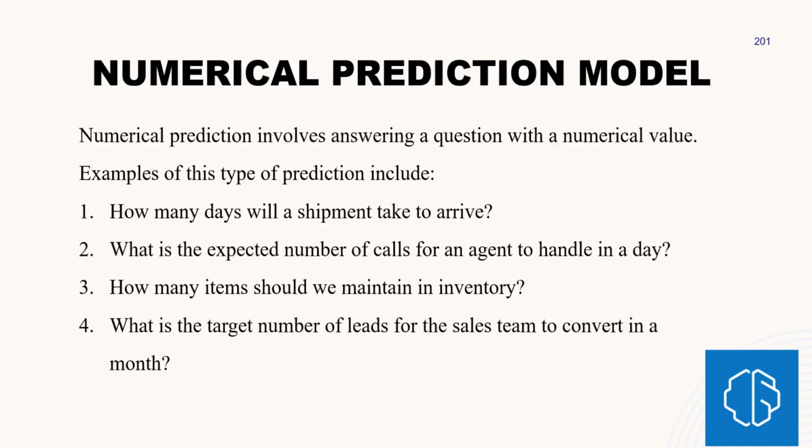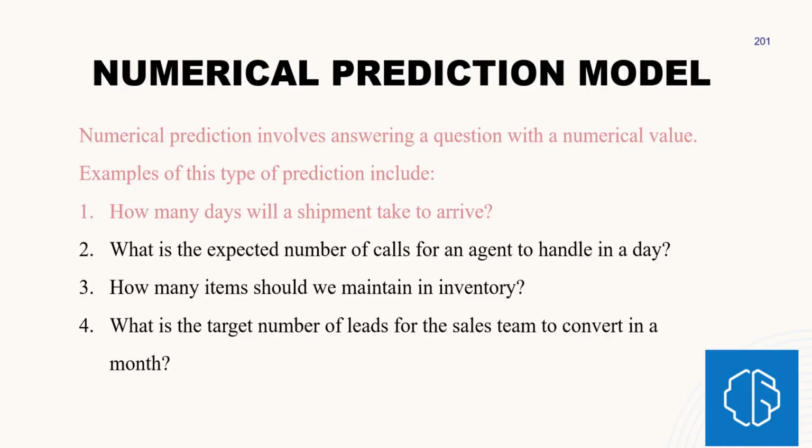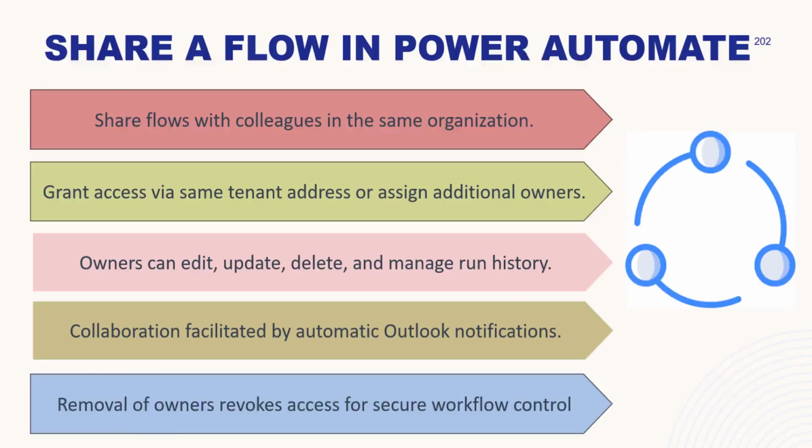Next is the numerical prediction model. This involves answering a question with a numerical value. Examples of this type of prediction model are, how many days will a shipment take to arrive? What is the expected number of calls for an agent to handle in a day? How many items should we maintain in inventory? And what is the target number of leads for the sales team to convert in a month?